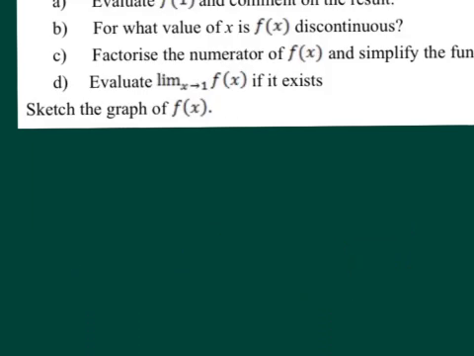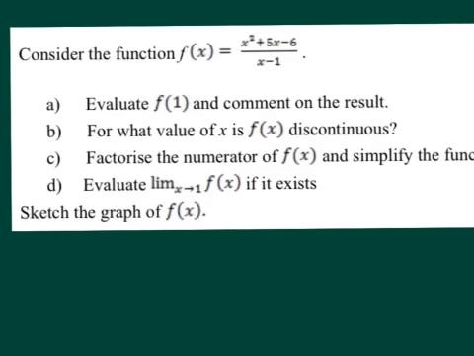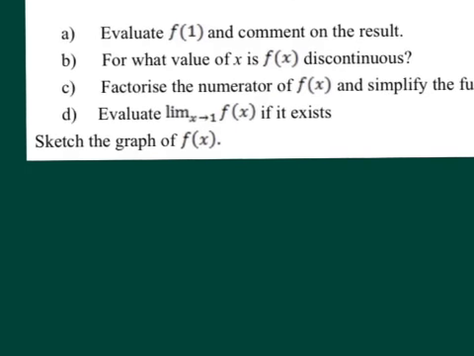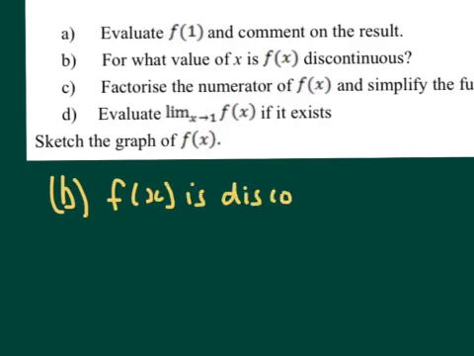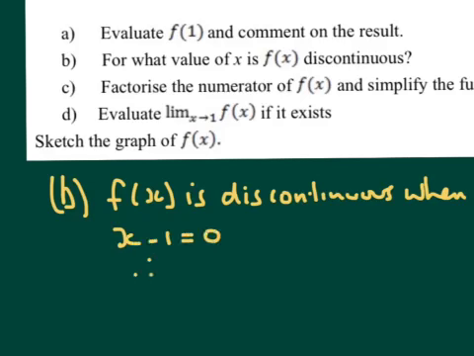Now part B is asking us, for what value of x is the function discontinuous? Well, that's quite simply where the denominator is equal to 0. And so really that's all we've got to say. We say that f(x) is discontinuous when x minus 1 equals 0. In other words, when x is equal to 1.